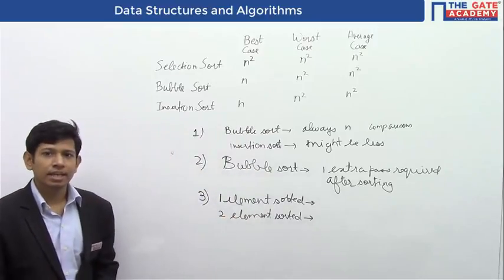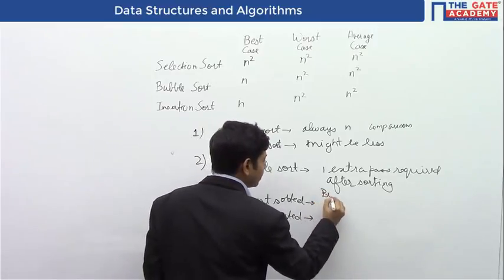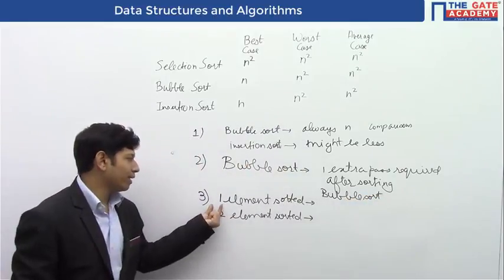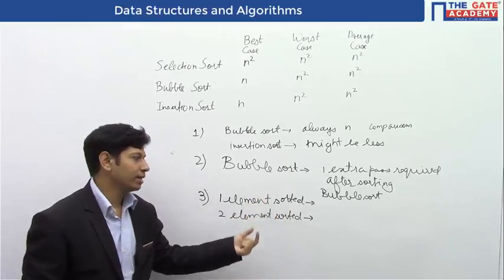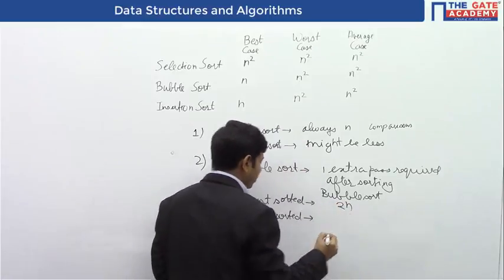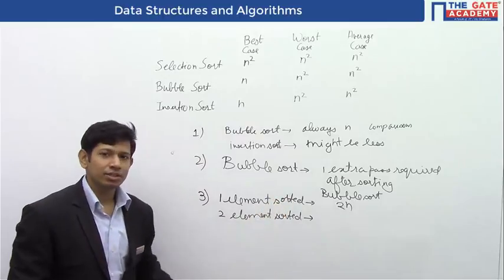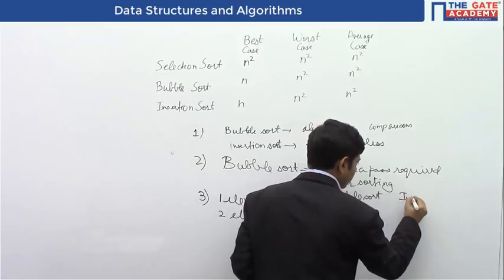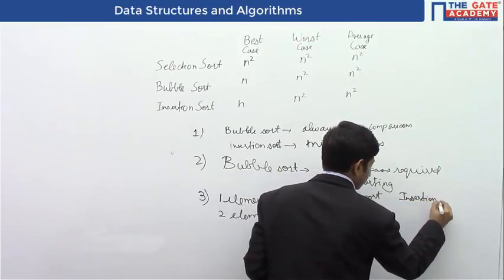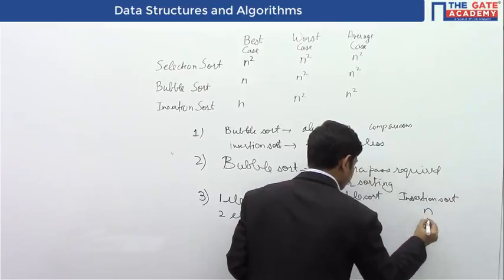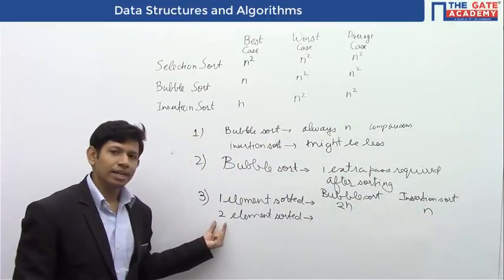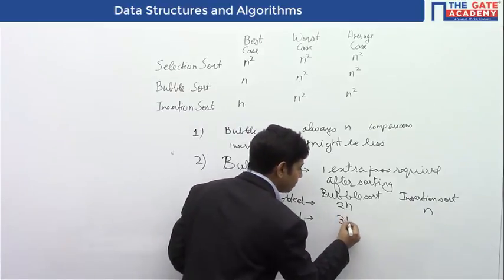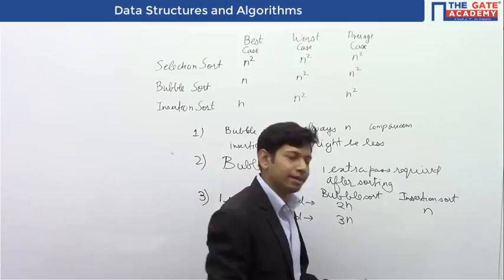If such is the case, then for one element, bubble sort will take 2n time. And what will insertion sort take? Insertion sort will take the same n time. Similarly, if two elements have to be sorted, then bubble sort will take 3n time, whereas insertion sort will take only n time.